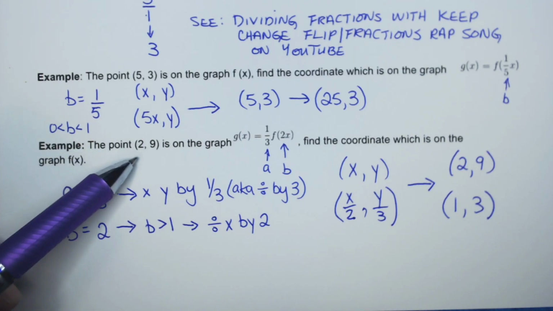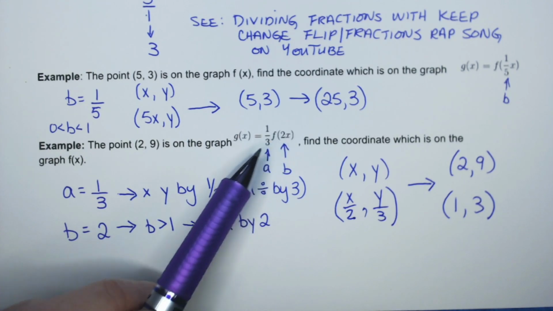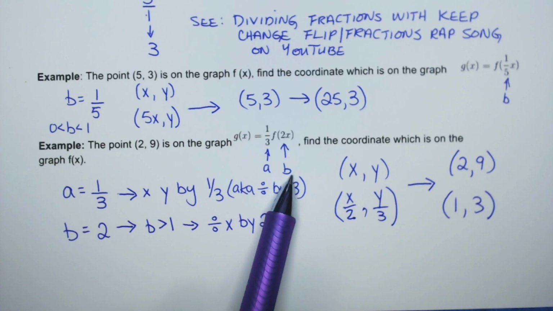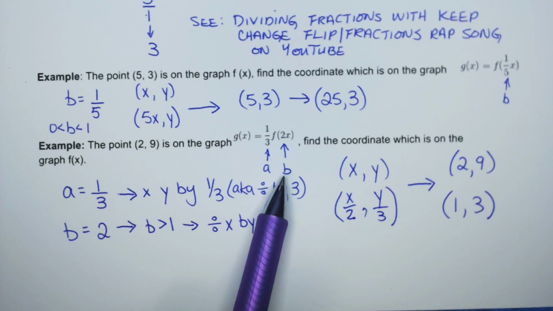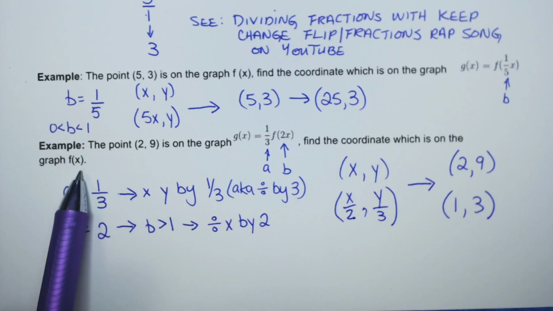So the (2, 9) is on the graph. g of x is equal to 1/3 f of 2x. Now notice that we have both a and b in this formula, and that's okay. Don't get stressed out. Just break it down into really small steps to be able to find the coordinate, which is on graph f of x.